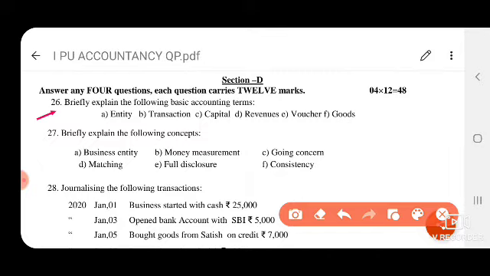Briefly explain the following basic accounting terms. For each topic we have to write 3 to 4 lines: entity, transactions, capital, revenue, voucher, and goods. Next, briefly explain the following concepts: business entity, money measurement concept, going concern concept, matching, full disclosure, and consistency. For each point, you have to give explanation 3 to 4 lines. So this is about theory.